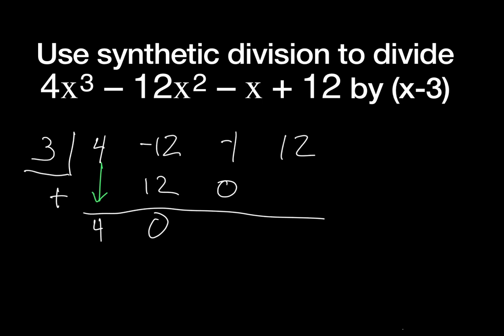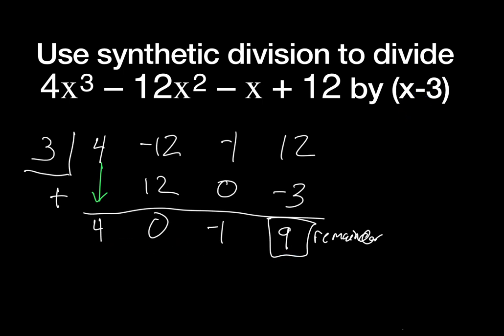We add down. Negative 1 plus 0 is negative 1. 3 times negative 1 is negative 3. Add down, 9. This is my remainder. Which means this is not a root. If this divides out equally and I get 0 as a remainder, this is my root.